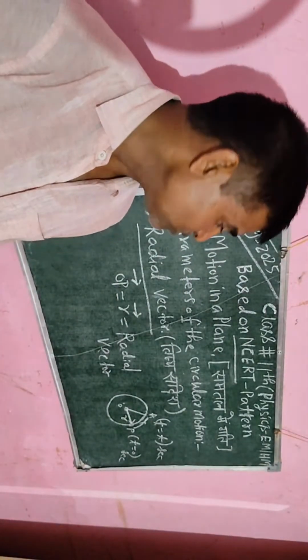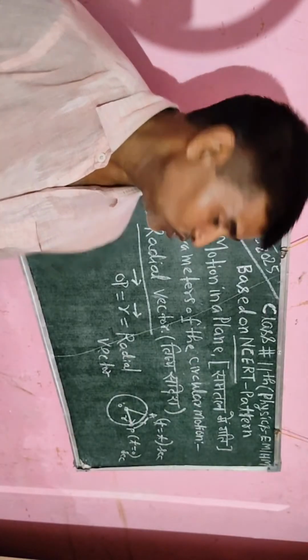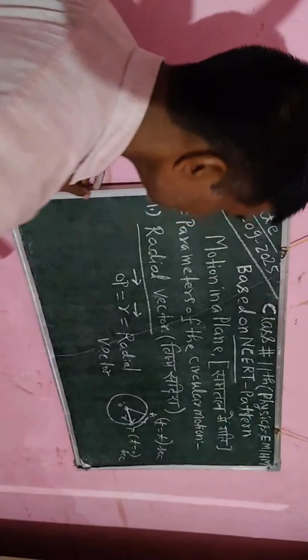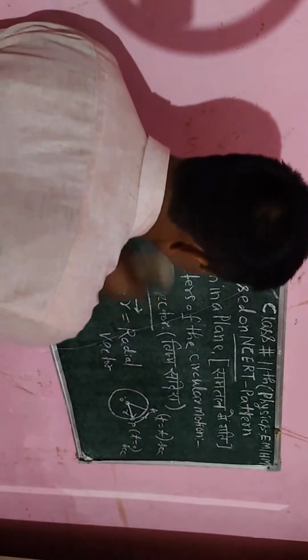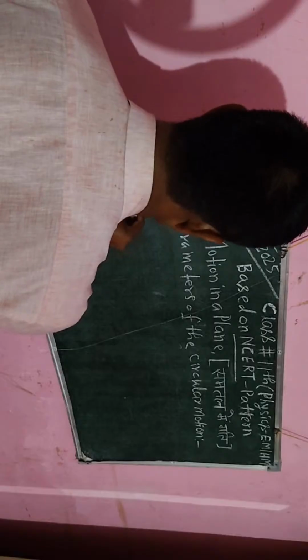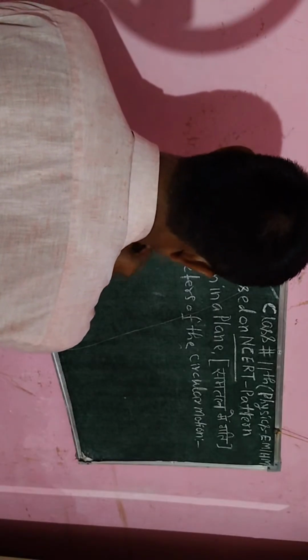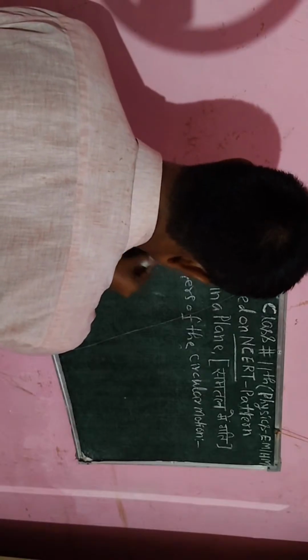Now after it I will explain angular displacement. What is the concept of angular displacement? I will explain. So in this topic I will erase, and after erasing, second parameter I will add here. Second parameter of the circular motion is angular displacement.